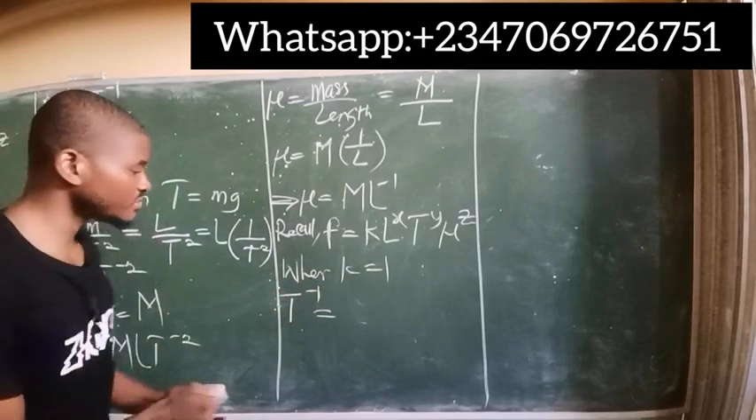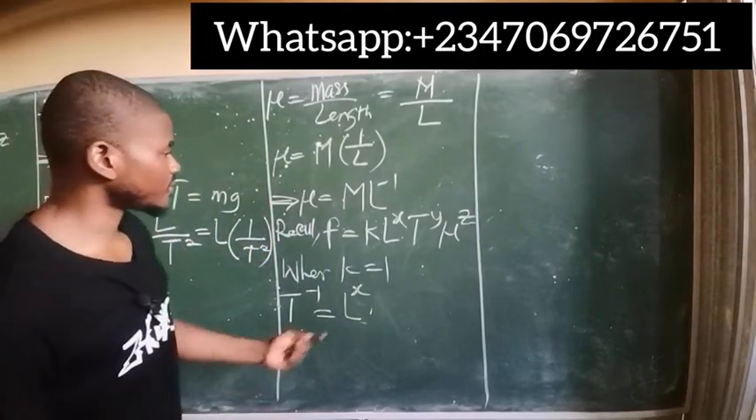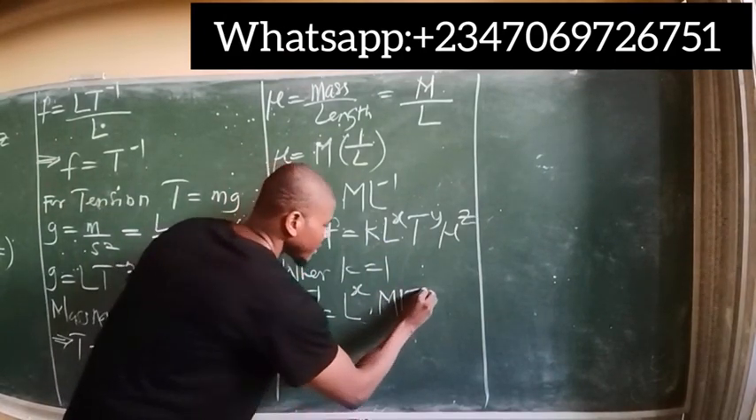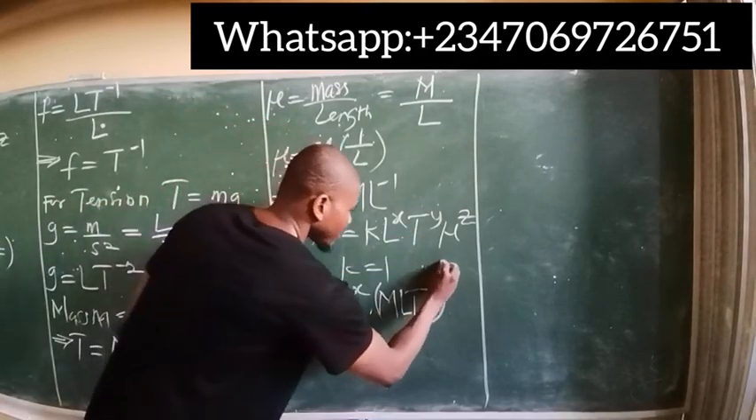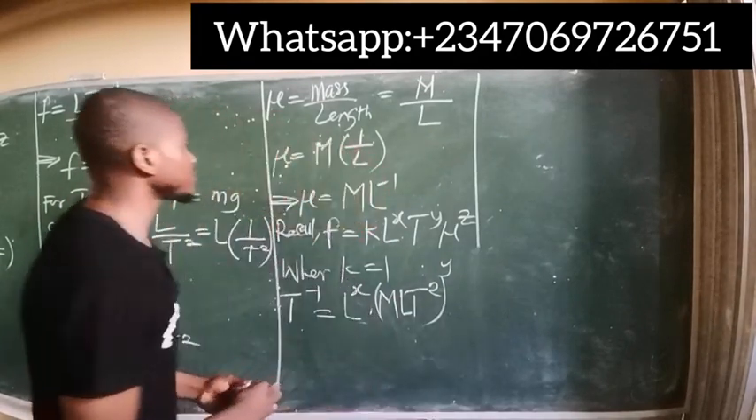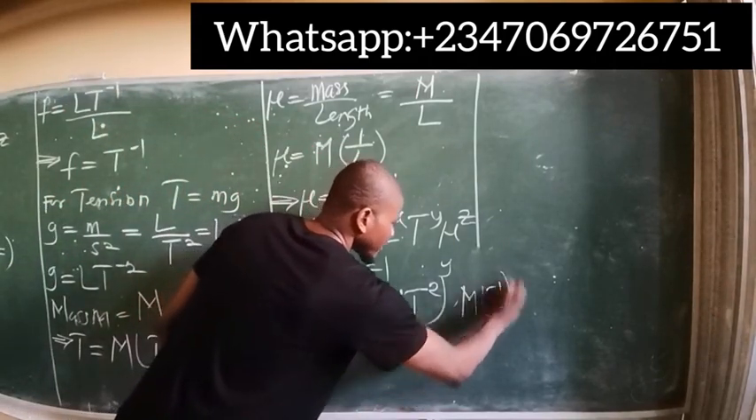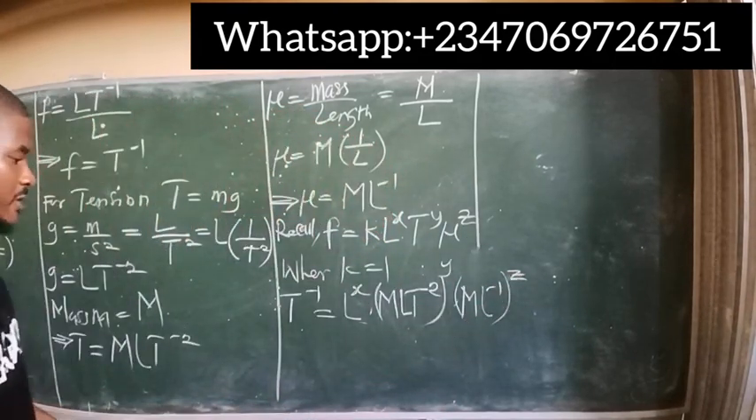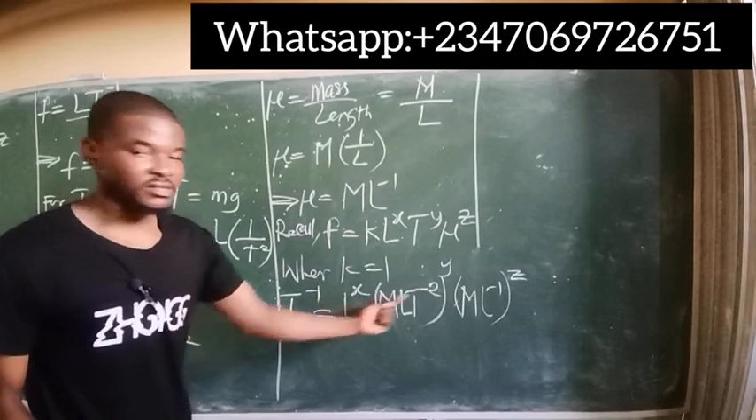in place of l still remains l since it's length. So we'll have l to the power of x. Also, in place of t gave us mlt to the power of minus 2, but not forgetting that t is raised to the power of y here. And in place of mu, mu simply gives us ml to the power of minus 1, so we'll have ml to the power of minus 1 to the power of z. So you have this. Remember, k is dimensionless, it is 1. So even if you add the 1 here, it still remains the whole of this.